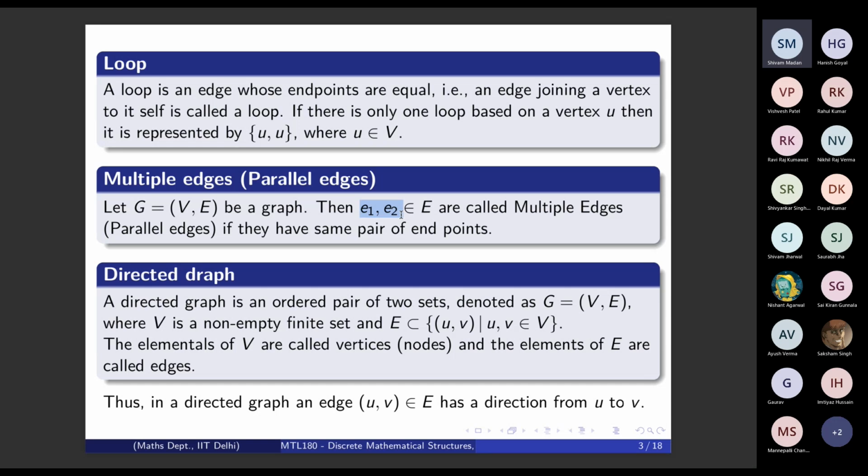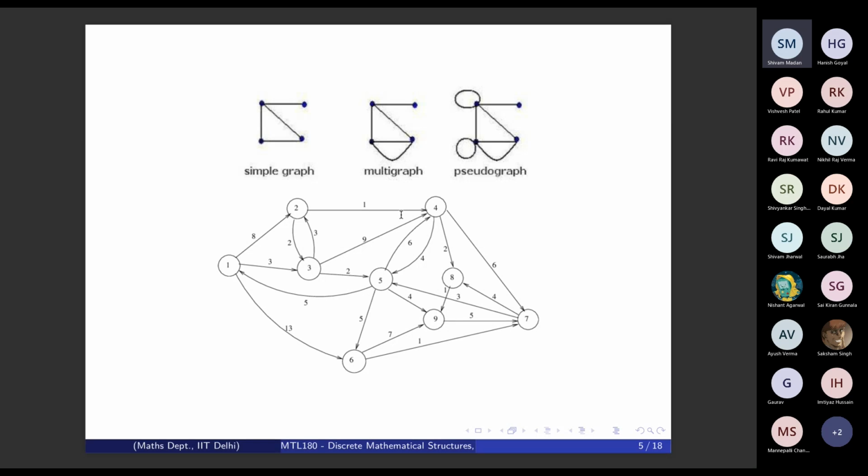So we can see some examples first. You can see here this is a loop. For example, if this is your u, and you take this edge, it starts and ends at the same point. This is called a loop. And if you look at this one, this is called multiple edges or parallel edges. If this is your u and this is your v, then this is one edge and this is another edge. These two edges have the same end points, so they are called parallel edges.